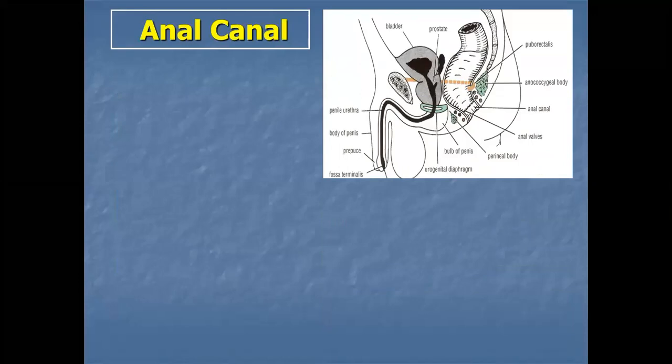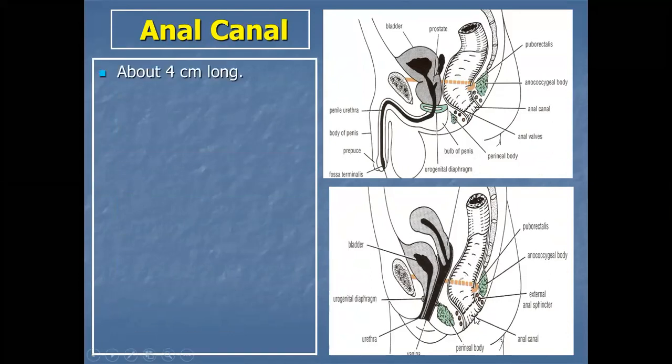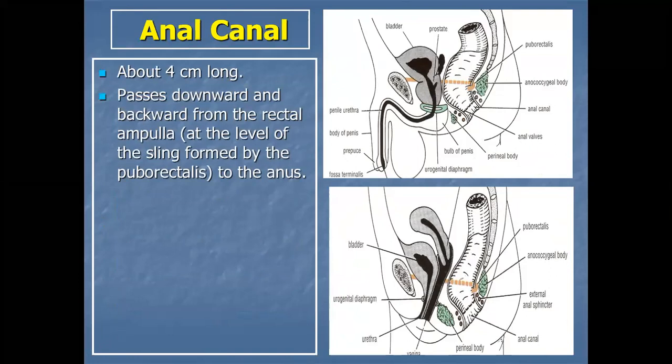Now coming to the anal canal. The lower part of the rectum continues as the anal canal. It is a short part, but very important because it has very important features. It is just 4 centimeters long and passes downwards and backwards, as you can see here. So it is directed downwards and backwards from the rectal ampulla.